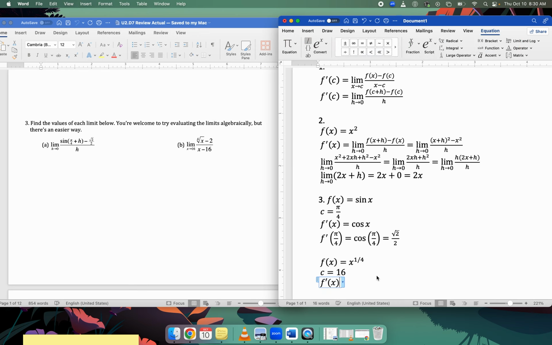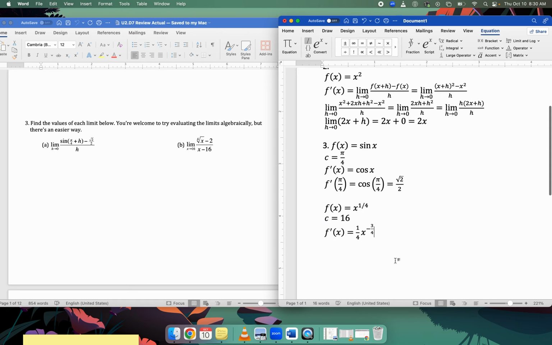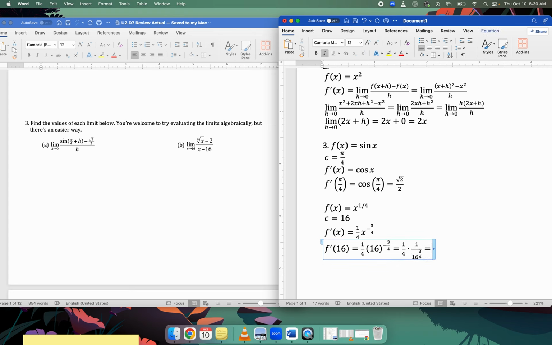F prime of x would be 1/4 x to the negative 3/4, and then f prime of 16 would be 1/4 times 16 raised to the power of negative 3/4. That's 1/4 times 1 over 16 to the positive 3/4. That's 1 over 4 times, well, this is kind of an interesting number because we told you not to use your calculator throughout this review.